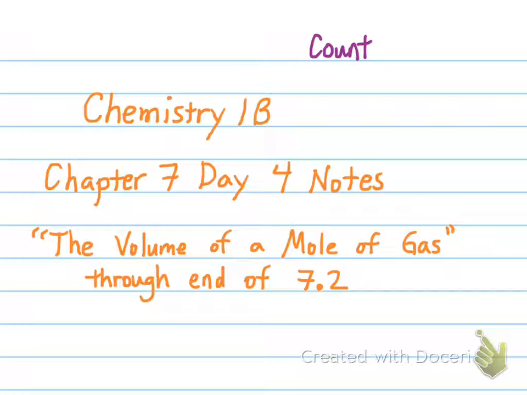If I have a mole of element, I have 6.022 times 10 to the 23rd atoms of that element. If I have a mole of molecular compound, I have 6.022 times 10 to the 23rd molecules of that compound. If I have 1 mole of ionic compound, I have 6.022 times 10 to the 23rd formula units of that ionic compound. So those were your three conversion factors for count.